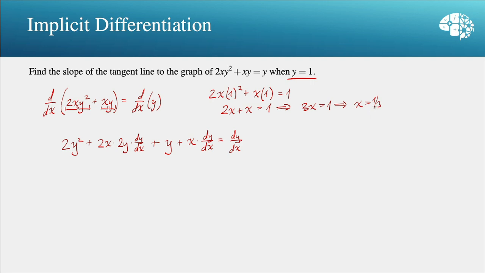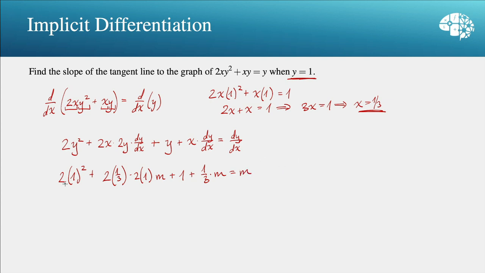Now we'll take this x and this y, and we'll plug them into this equation here. So 2 times 1 squared, times 2 times y, which is 1, times the dy/dx. Oh, sorry, not plus, that's wrong. This is now the dy/dx evaluated at a specific point, so I'm not going to call it dy/dx anymore. I'm going to call it m for the slope at that point, plus y, which is 1, plus x, 1/3, times the derivative at that point, which I'm calling m, equals dy/dx, that's m.